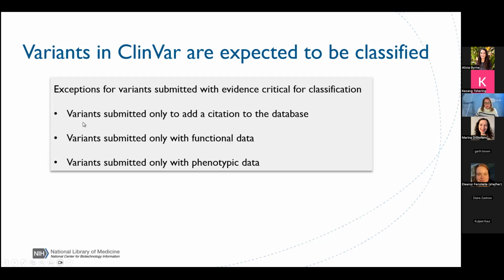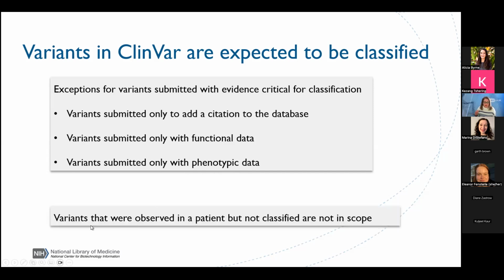So this could be submitting a variant so that there's a citation that mentions it in ClinVar. It could be submitting a variant only with functional data, so no classification for disease, but just some relevant functional data, or it could be providing phenotypic data for individuals with that variant.